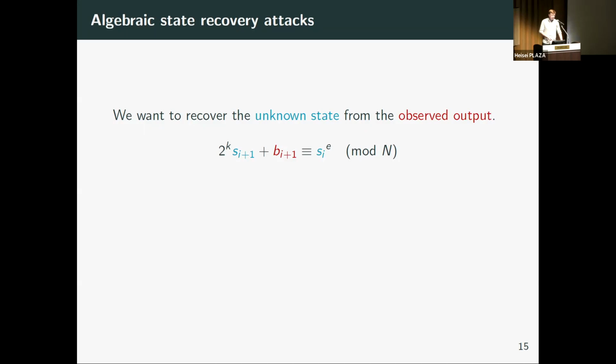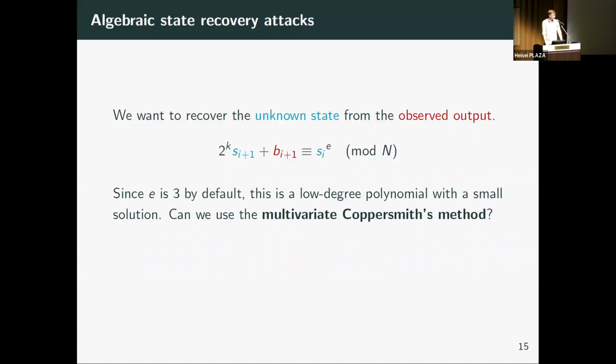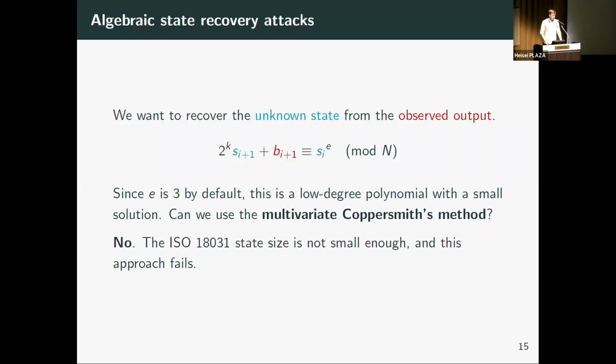And for those of you in the audience who are familiar with algebraic cryptanalysis, you may see a low degree polynomial equation modulo n with a small solution. And you may think this seems like the perfect example to use Coppersmith's method to solve this equation. But as it turns out, for the parameters in the ISO standard, this doesn't work. The state sizes are just not small enough for Coppersmith's method to succeed in solving this equation.